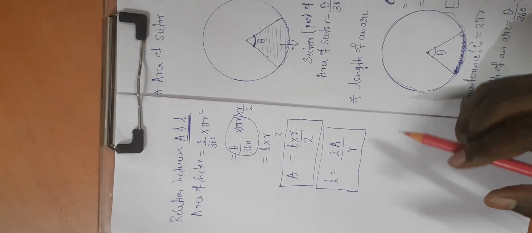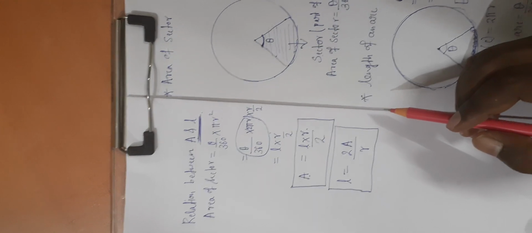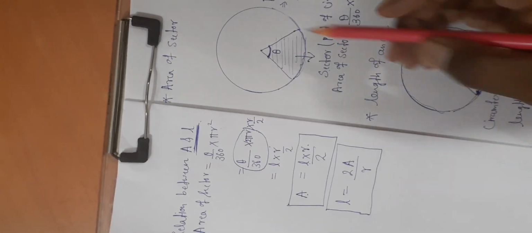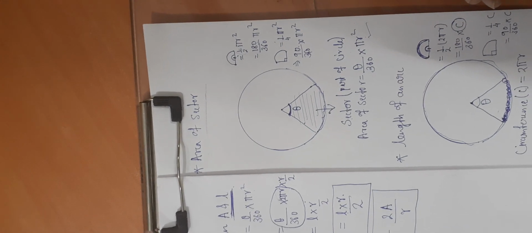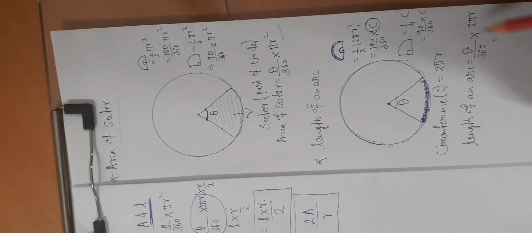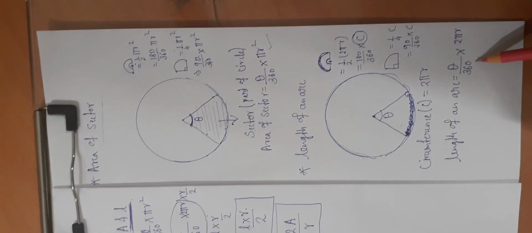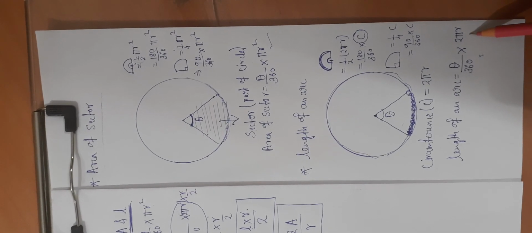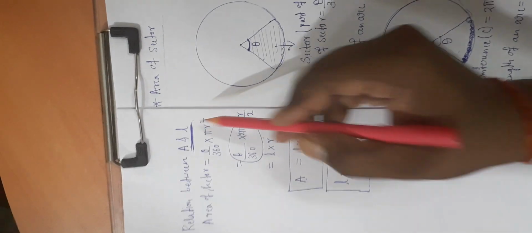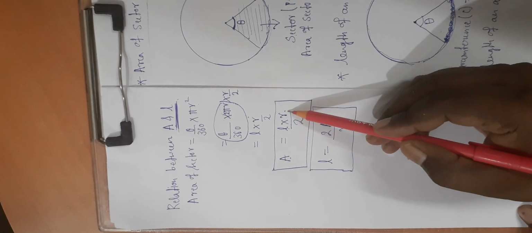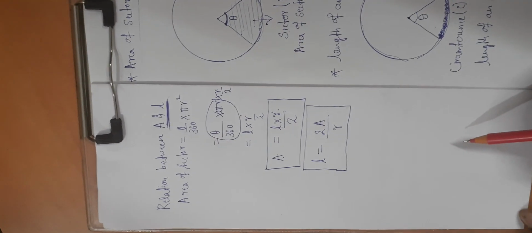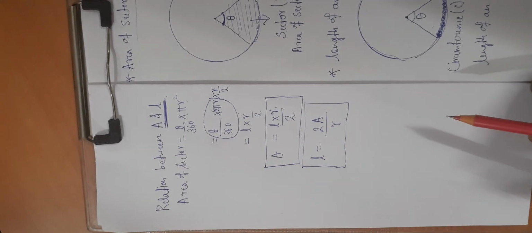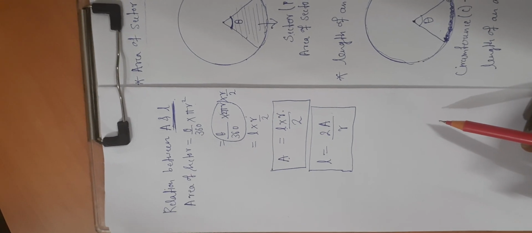This is very important for chapter number 12, areas related to circles. I repeat: the area of sector is theta upon 360 into pi r square, and the length of an arc is theta upon 360 into 2 pi r. The relation between A and L is A is equal to L R by 2. These derivations are in front of you. You may pause the video and make a note of these things. You can write these formulas.